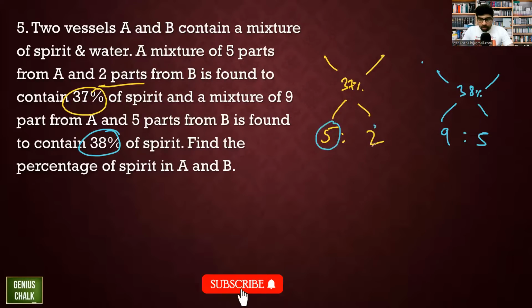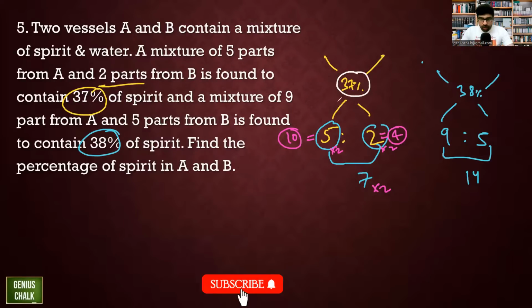Now first make the quantity same. It is 7 and it is 14. So let's make it the same: let's multiply this by 2, this also by 2, and this also by 2. This becomes 10 and this becomes 4. Now, this value is less than something by 10, and this value is more than something by 4.